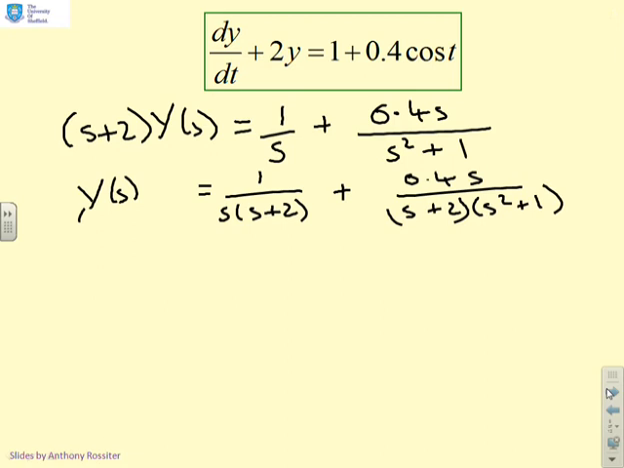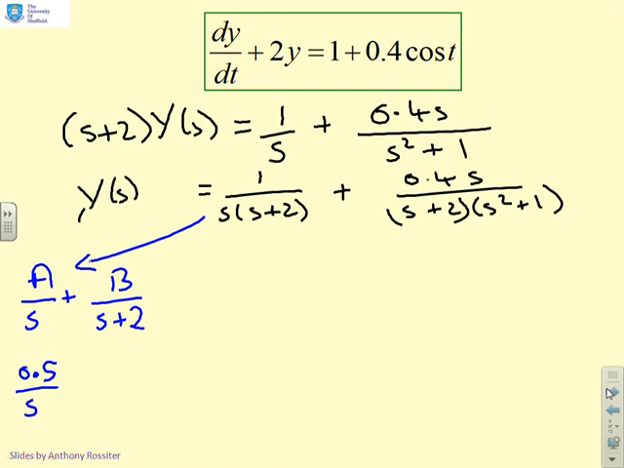Now you'll notice I haven't combined the two terms on the right hand side because that would give me a fourth order denominator, which would make things more complex. So I've decided it's actually easier to do partial fractions for each of these bits in turn. So this one over here is going to come as A over s plus B over s plus 2. If I use the cover-up rule, I set s equal to 0, I will get a half, so A is a half. So I've got 0.5 over s, and then minus 0.5 over s plus 2. So that's that bit on the left.